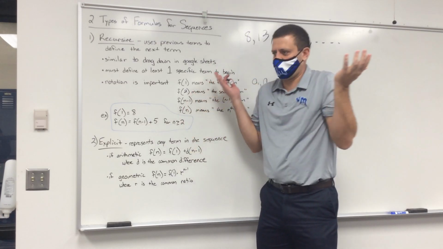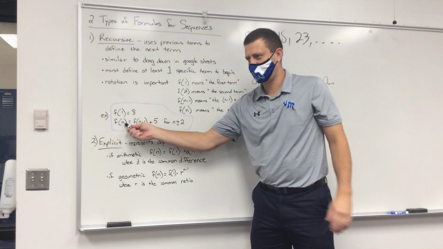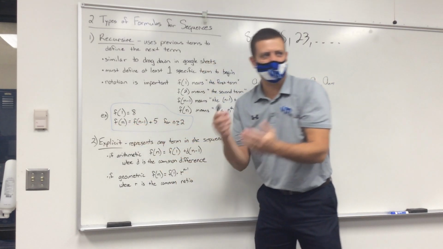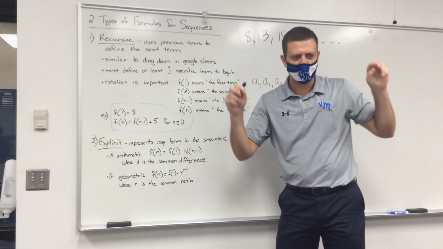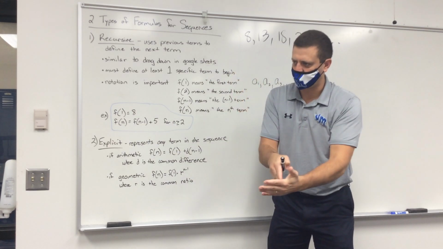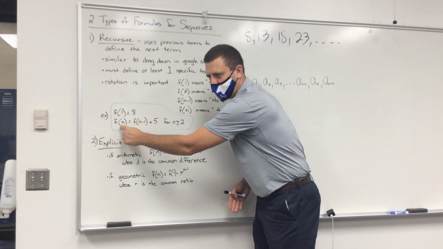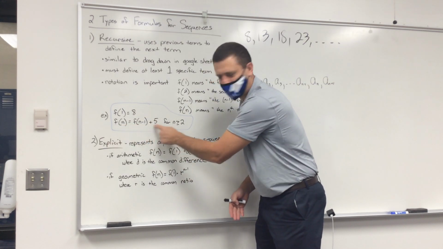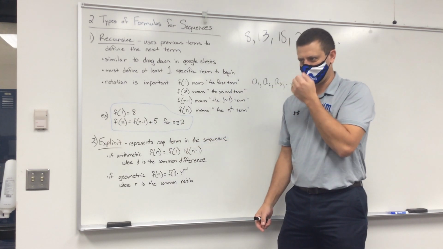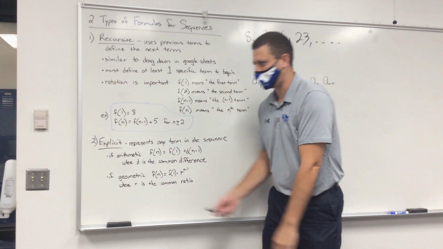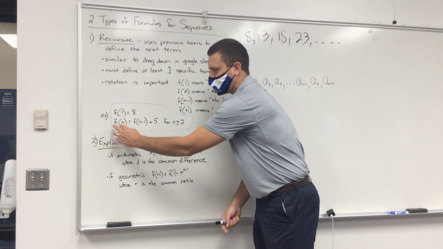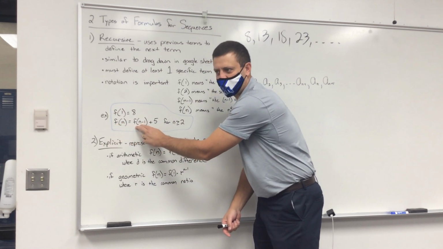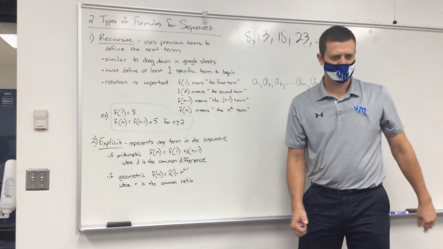If n is 20, n could be any number, right? If n is 20, f of 20 actually means what in words? The 20th term. The 20th term equals the 19th term plus 5. Okay, there's no math to do here. If n is 30, the 30th term equals the 29th term plus 5. Okay?